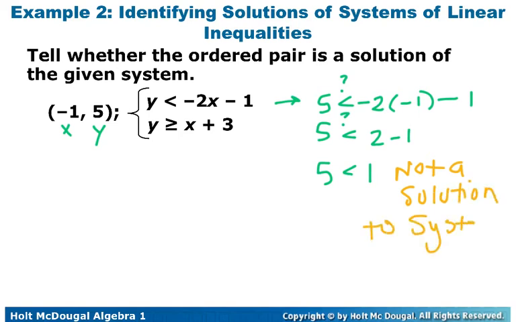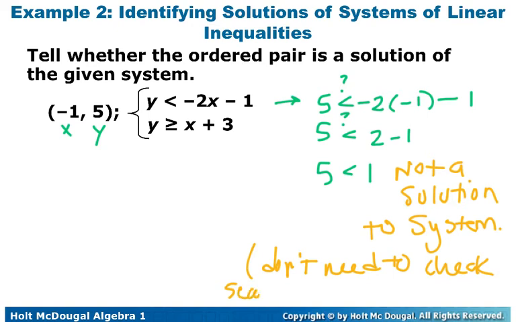And it turns out that we don't need to check the second one, because if it's already not a solution in the first one, it doesn't matter if it's a solution in the second one, because it wasn't in the first. So, don't need to check the second. So again, if the first was true versus false, like this one was, then we would plug it into the second equation.